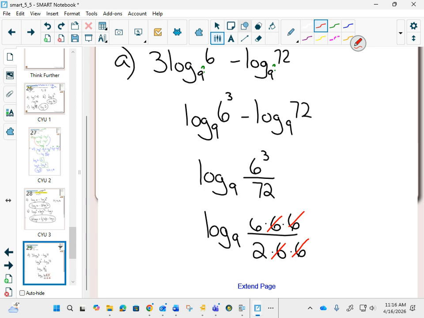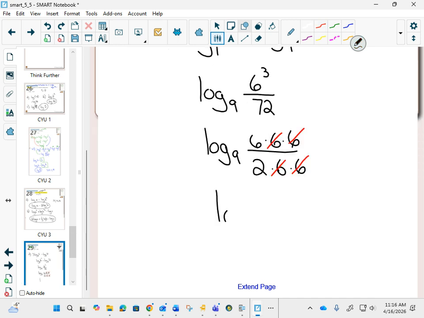In fact, by breaking it up, I don't even need to know that 6 cubed is 216. I don't have to struggle with 216 divided by 72 and get 3. I have to struggle with 6 divided by 2. Whew. All right. Anybody double check that for me on a calculator? Am I good?